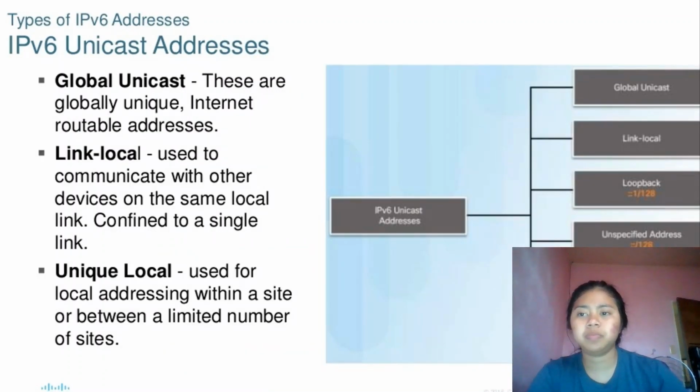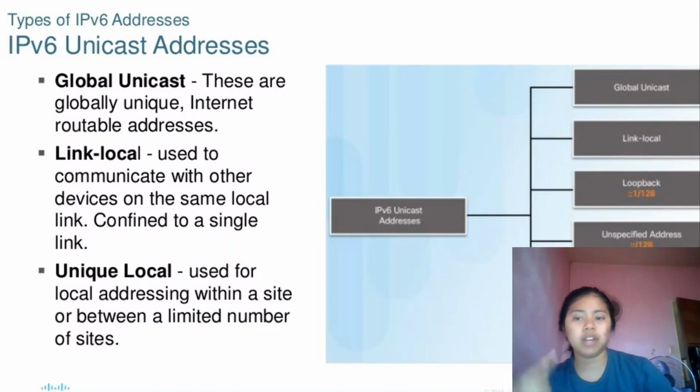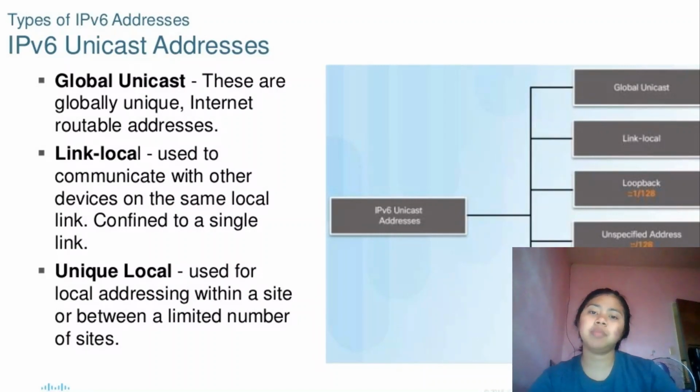IPv6 unicast. There are three types of IPv6 unicast addresses: global, link-local, and unique local. The global is a unique internet routable address. The link-local is used to communicate with other devices on the same local link, while the unique local is used for local addressing within a site or between a limited number of sites.